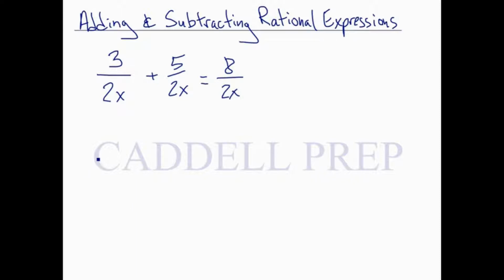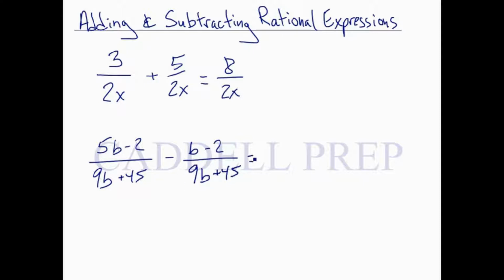Alright, let's look at one a little bit more difficult than this. So let's say we have 5b minus 2 over 9b plus 45 minus b minus 2 over 9b plus 45. So again, we have common denominators, so we could just add or subtract the numerators as necessary. So in this case, we're going to subtract them. But the denominator is going to be 9b plus 45.